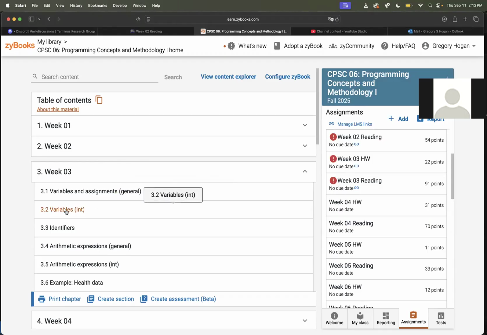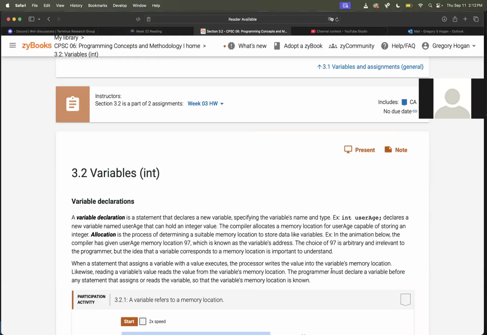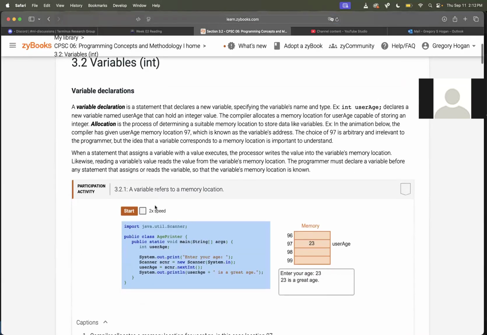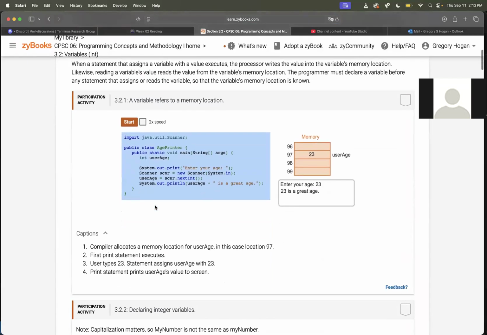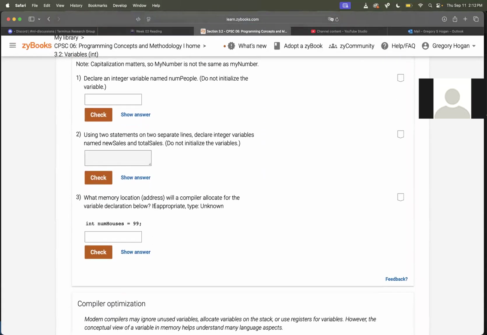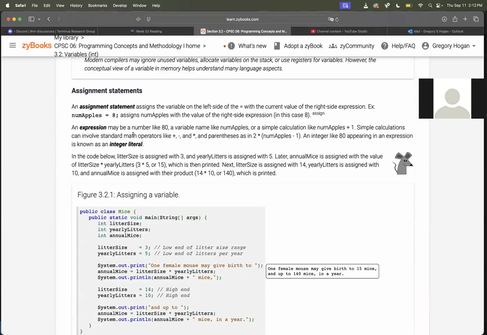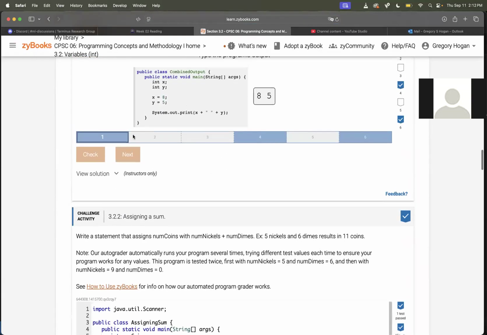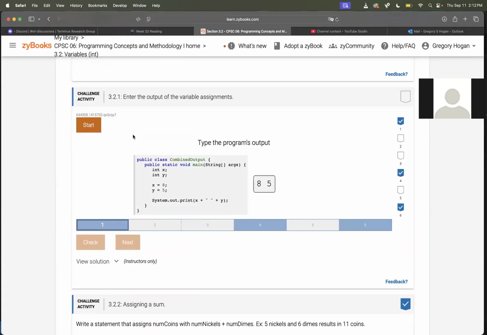I think 3.2 is the first place where we have exercises. We've already learned about variables in the previous lecture, about integer variables and so on, how to declare them and how to do things with them. So I'm not going to go over all of these exercises here. We'll jump down to the challenge activities, of which I've done some already, and we'll start them and take a look.